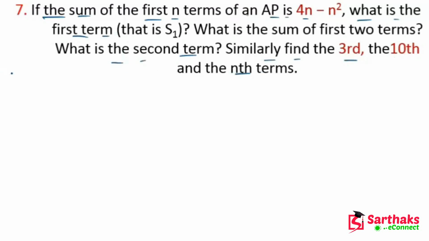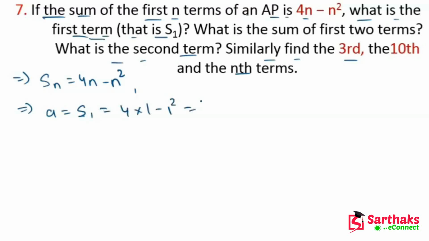Very easy. We are given that Sn is equal to 4n minus n square. So the first term A is equal to S1. Now we put 1 in the value of n in Sn, so we get 4 into 1 minus 1 square, which means 4 minus 1, which is 3. So we have A is equal to 3. I hope you understand these things.